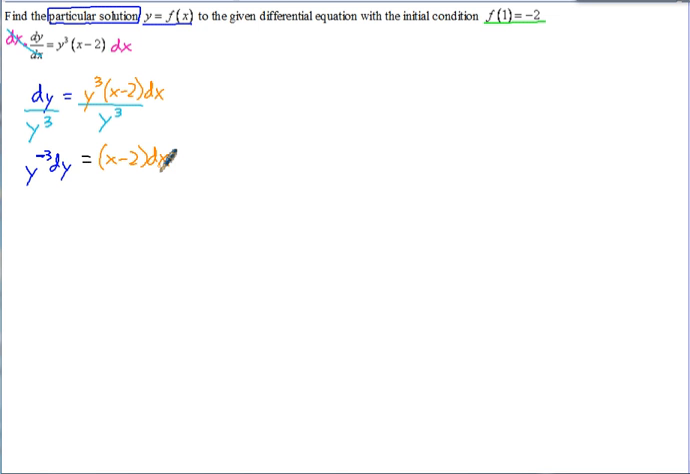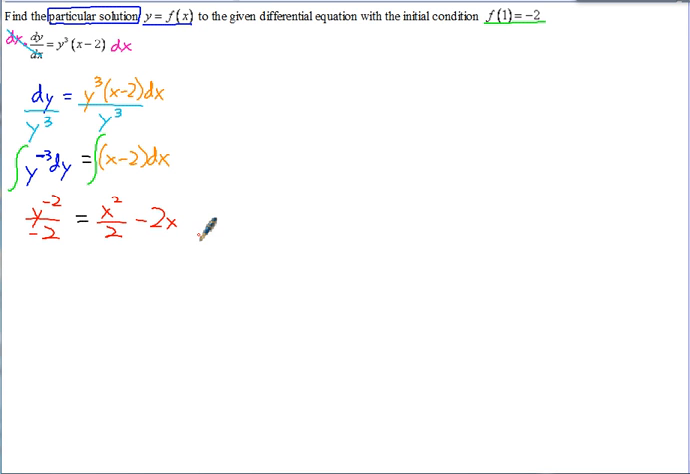As soon as they are, your next step is to integrate both sides to find the antiderivative. When you integrate y to the -3, you add 1 to the exponent, giving y to the -2 divided by -2, using the power rule for integration. On the right side, since these are subtracted, you can integrate each one separately. You integrate x, you get x squared over 2. Integrate the constant 2, you just get 2 multiplied by the variable x.